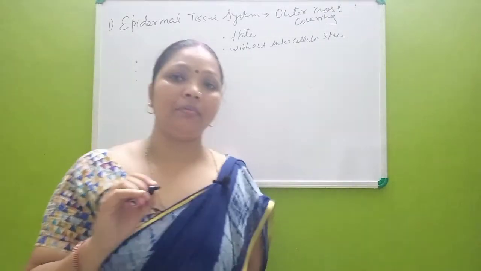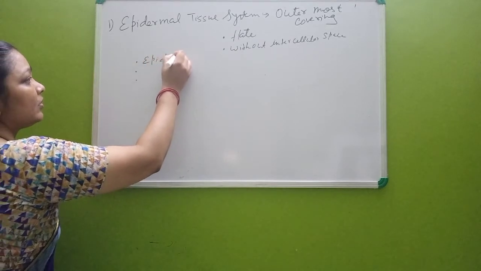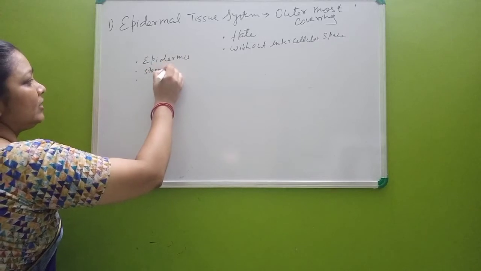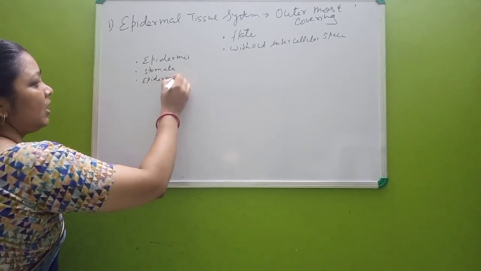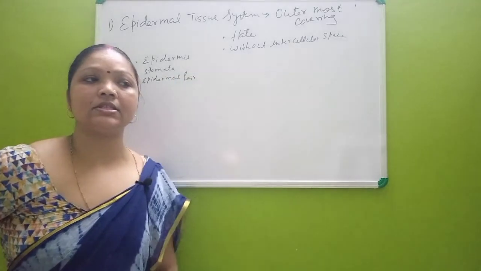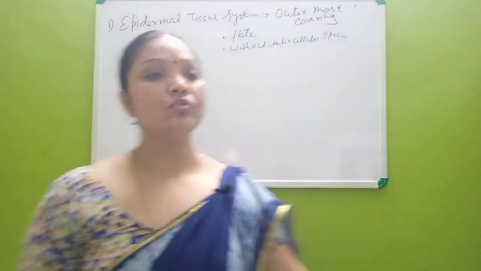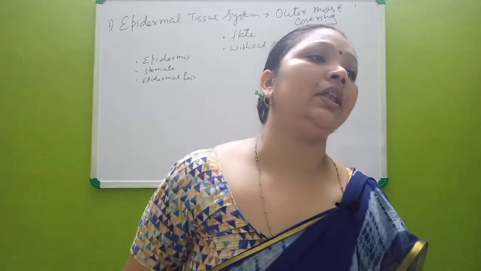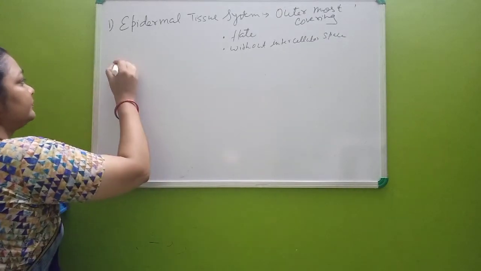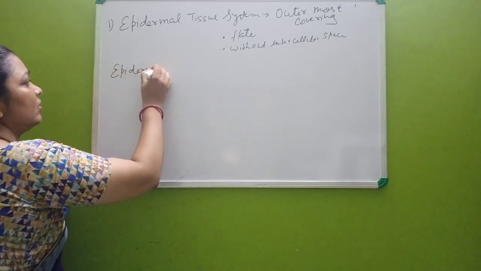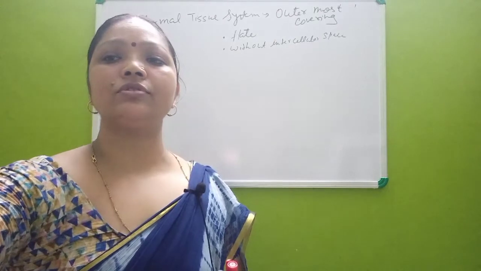This tissue system consists of three things. The first thing that makes the epidermal tissue system is the epidermis. Then the second is stomata, and the third is epidermal hair. So these three things make up the epidermal tissue system. First we'll talk about the epidermis. The epidermis is generally the outermost layer of any part of the plant, whether it is root, leaf, or stem.